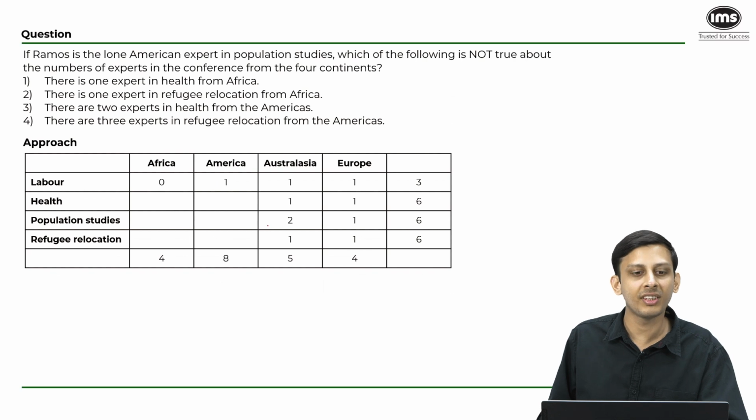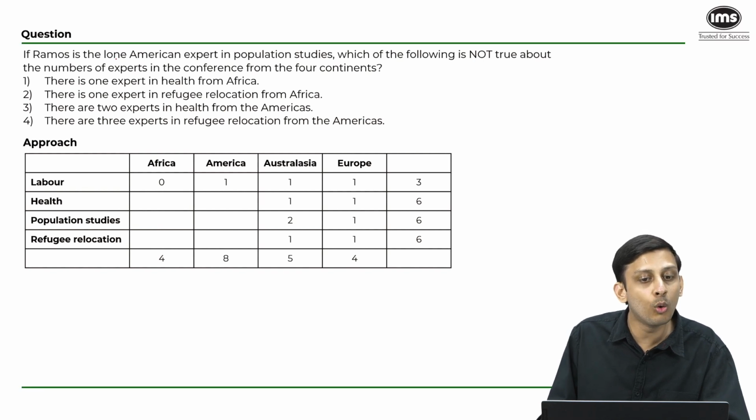If you look at this question now, it has been given that if Ramos is the lone American expert in population studies, which of the following is not true about the number of experts in the conference from the 4 continents? So let's use the additional information specific to this question, that Ramos is the lone. Lone means the only one. So Ramos is the only American expert in population studies.